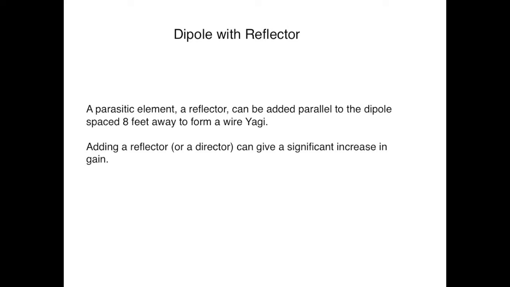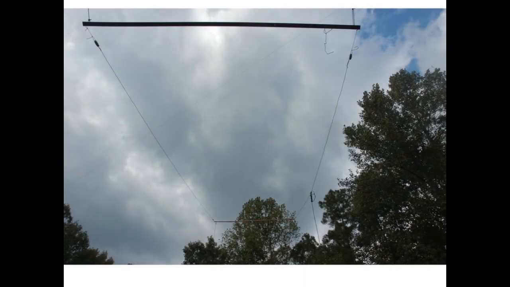Here's a little variation of the simple dipole. A dipole with a reflector. You can add a parasitic element, either a reflector or a director, parallel to the dipole and spaced about 8 feet away to form a wire Yagi. Adding a reflector or director can give a significant increase in gain.